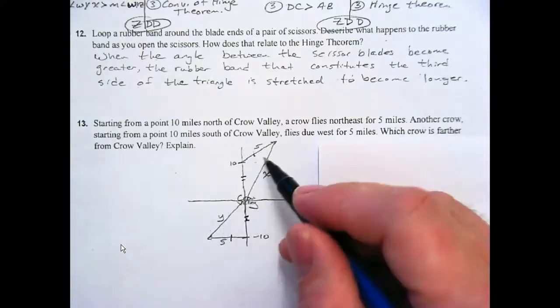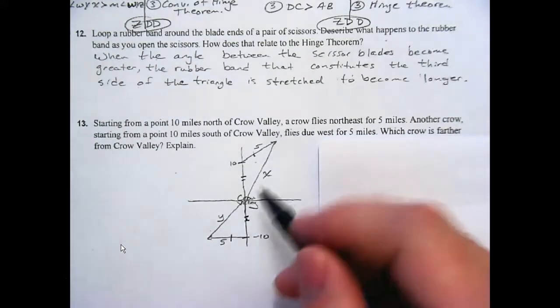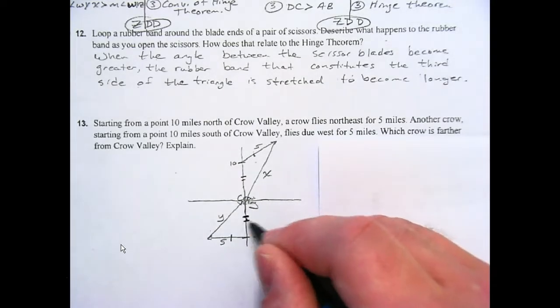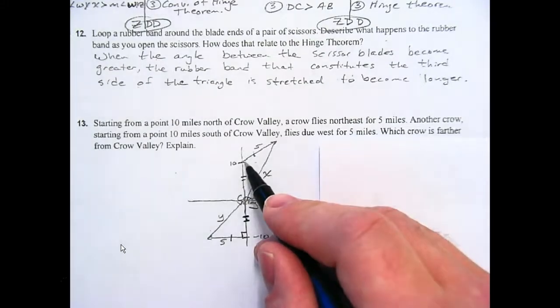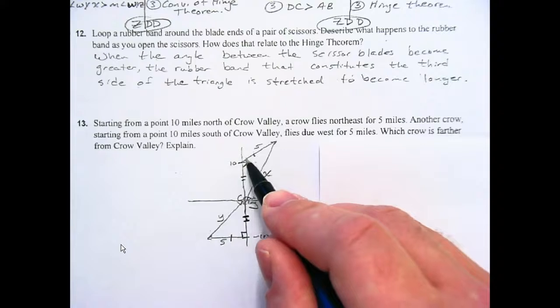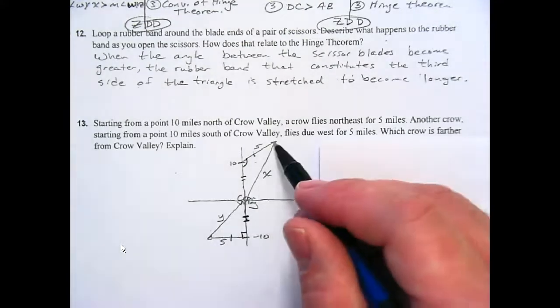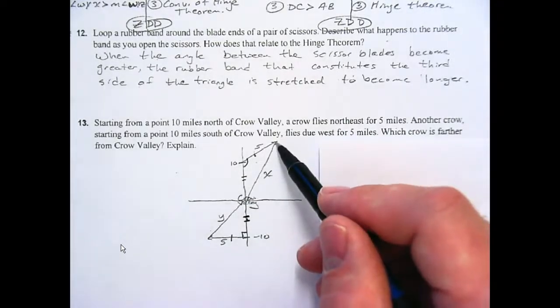Which one's going to have the shorter length here? Okay, Y is shorter. It looks shorter. Why is Y shorter? What's this angle right here? 90. We're going due west. That's 90. Is this 90? It's greater than 90, right? Because we're not going due east. We're actually going northeast, which means this is an obtuse angle. Okay, therefore, this length is going to be greater than that length. So the crow that is further away is the crow that flew north to begin with.